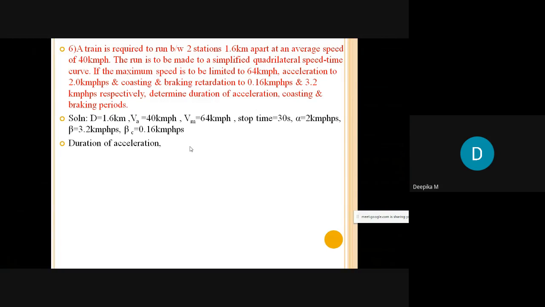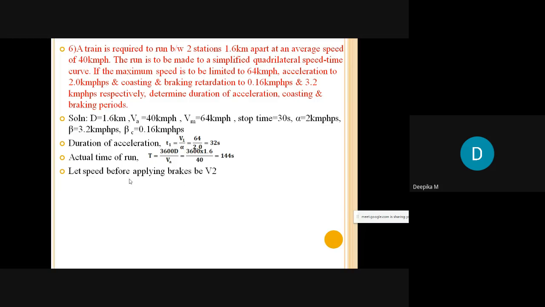Next, how do I calculate duration of acceleration, which is nothing but v1 by alpha. So v1 is nothing but what? It is the maximum speed, which is nothing but vm. So therefore 64 by 2 is equals to 32 seconds. What is actual time of run? T is nothing but 3600 d by VA, because average speed is known. So therefore it is nothing but 144 seconds.